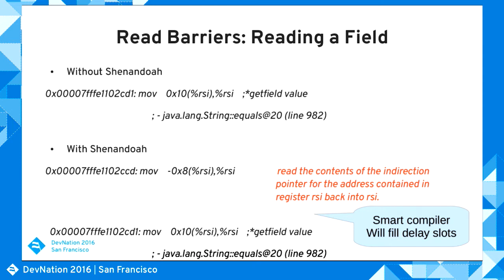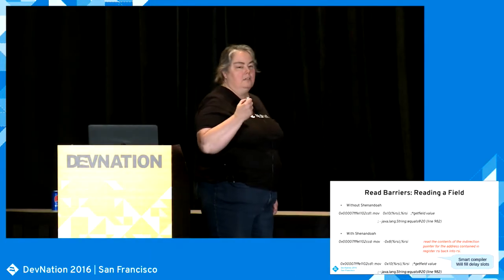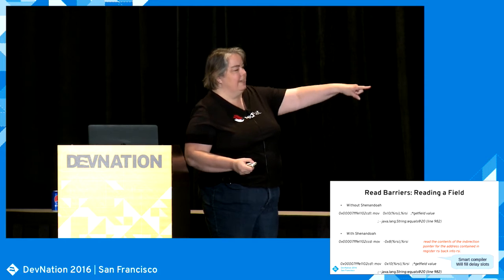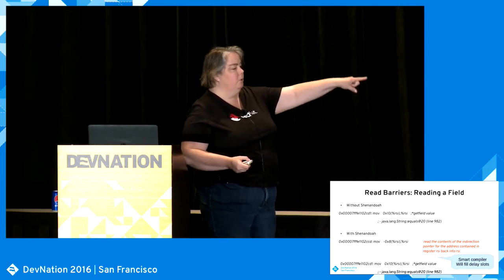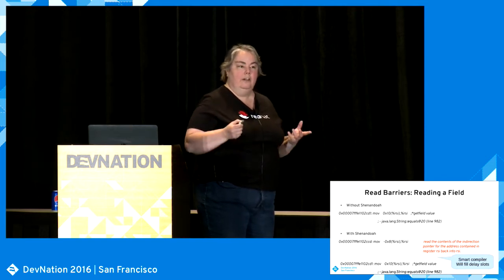It's one instruction. Now, most of the time, when you're running this, it's pretty fast, because the compiler in Java is smart enough to put some instructions in the delay slots between the move and the get field. So you're still getting work done in there, and you're fast.